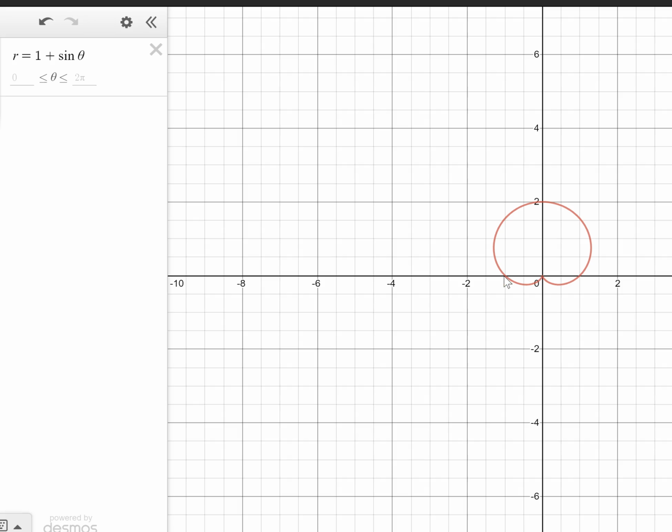At pi, I should be back at 1, negative 1 now, right? Because r is 1. You've got to think about that. So my angle is pi, but my distance is 1. Why do we come down to 0 right here? Well, if you put in 3 pi over 2, the sine of 3 pi over 2 is negative 1. 1 plus negative 1 is 0. So I'm going to be 0 away from the center.